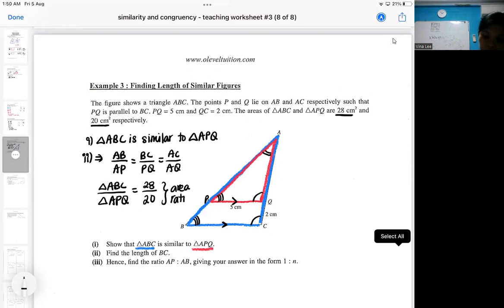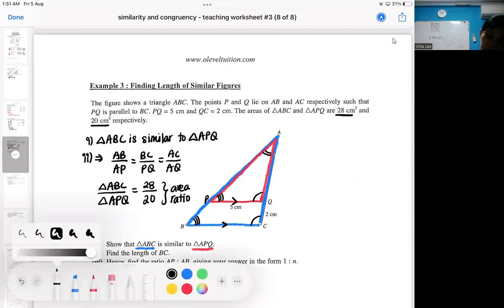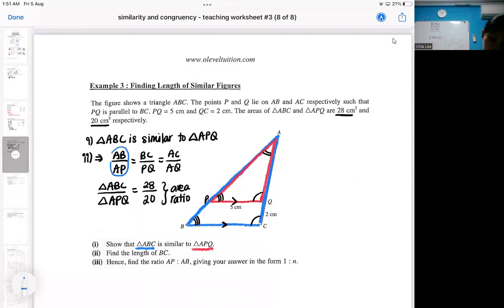So the area ratio should be equal to the length ratio squared. You are free to take any of the lengths, and when you square it, it will be equal to the area ratio. So which one will you choose? Of course, you will choose the one that involves BC. So you use the one that involves BC, square it, and you will get 28/20. Bear in mind, this is the area ratio.